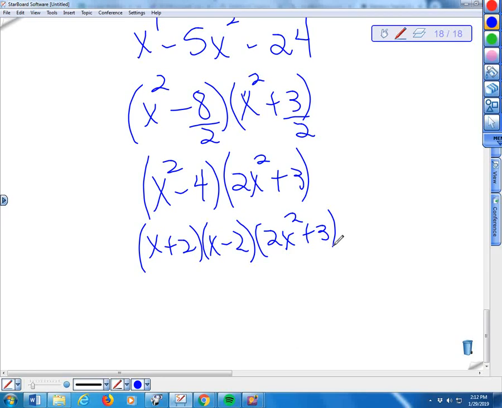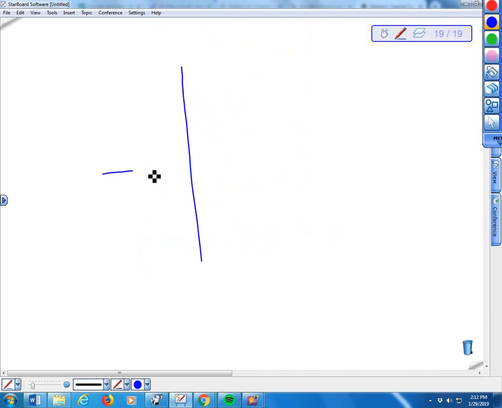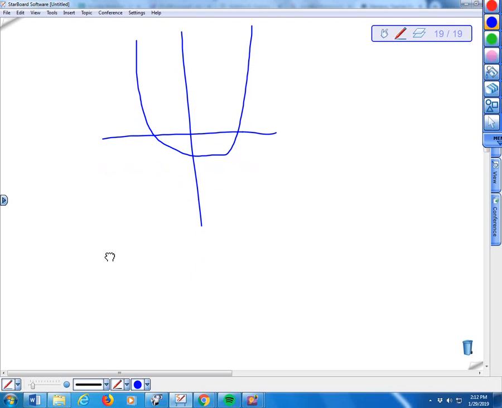Okay, so my zeros, if I set this equal to 0, are 2 and negative 2, and then 2 imaginary. Right? If I set that to 0, I end up with the square root of negative 3/2, which is going to be 2 imaginary numbers. So it's going to be a quartic, a general quartic function looks a lot like a quadratic, except if it just has 2 zeros, it's a little flatter. It's not quite at an angle like that, but it's a little flatter at the bottom. If it has 4 zeros, it's going to do something like that.